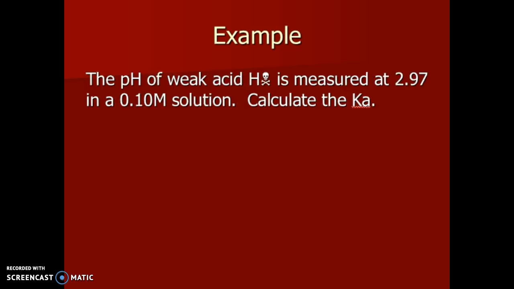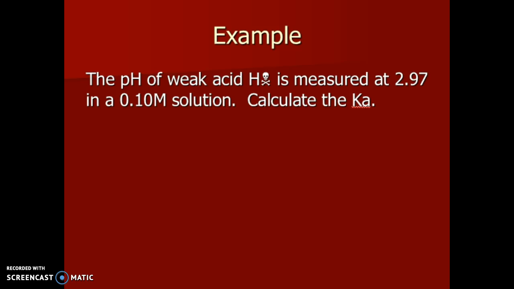Let's try another problem. We need to calculate the Ka of this weak monoprotic acid, H, skull and crossbones. And we're given, in this case, a little bit of a different piece of information. We're told that the initial concentration is 0.10 molar, but that its pH is measured to be 2.97. Now in these sorts of problems, the pH can only arise after having measured the hydronium ion concentration. And the only way that you're going to get hydronium ion is if you've reached equilibrium. So this is a very sneaky way of giving you the equilibrium concentration of hydronium ion.